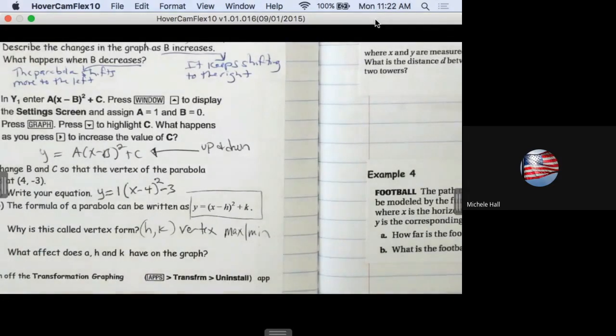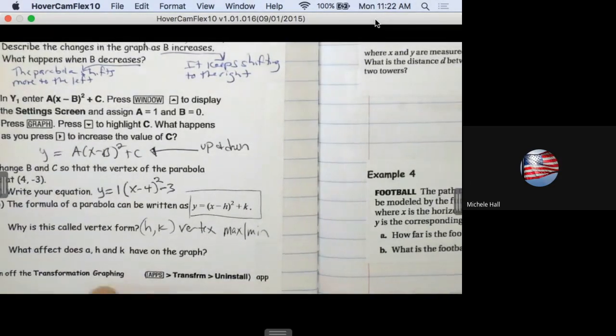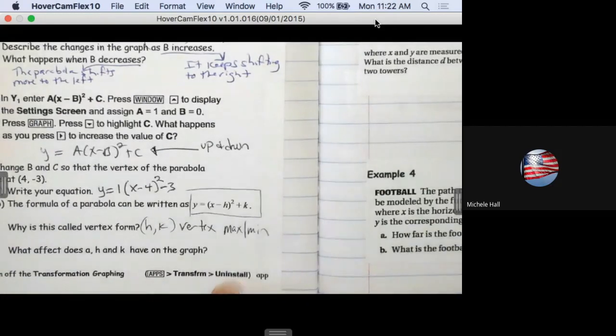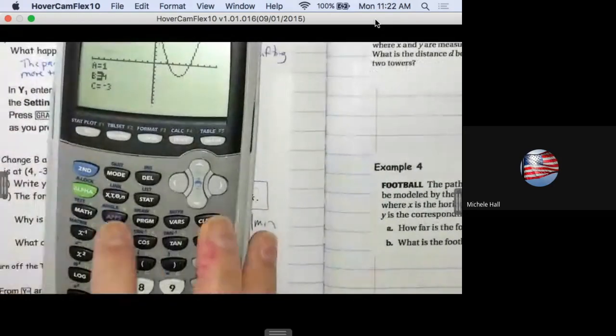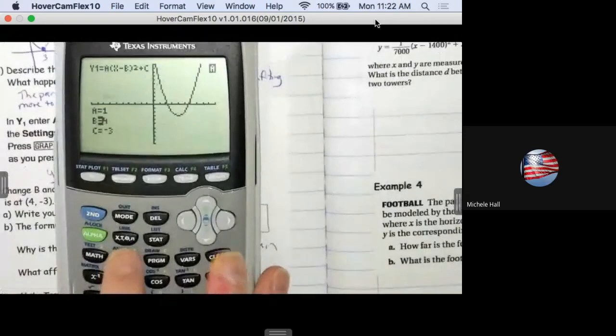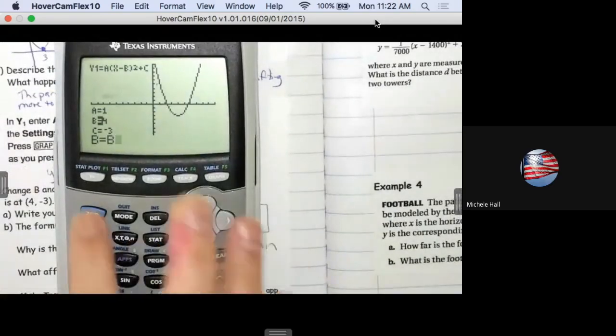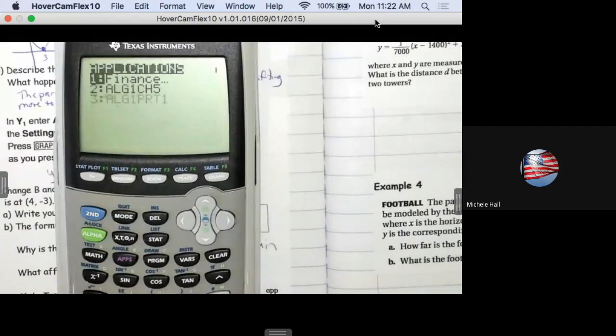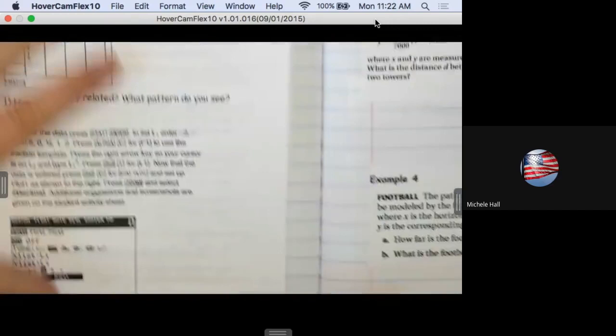First thing I'm going to do is shut my transformer off, though. You go to apps and uninstall. So I go back to apps because we're not doing any more transforming. Quit out of this page. Apps. Go all the way to the bottom for transform. Enter and uninstall.